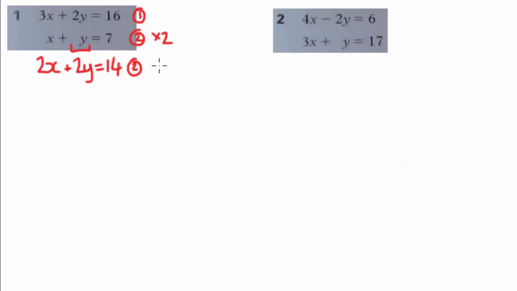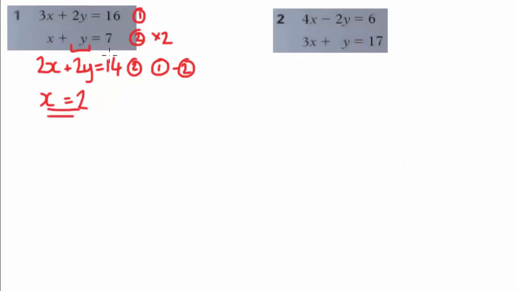So if we get equation 1 and subtract equation 2 from it, what would happen there is it will be 3x minus 2x gives you x. You then have 2y minus 2y, which is nothing, and 16 minus 14, that equals 2. So straight away we've now got x equals 2.